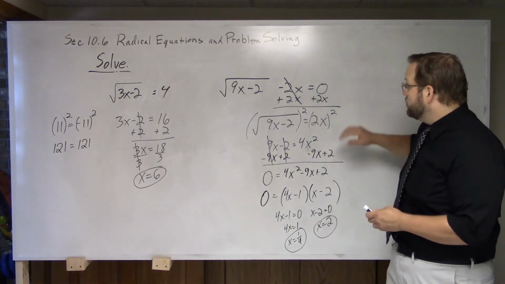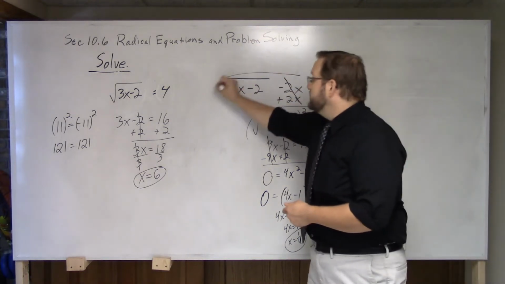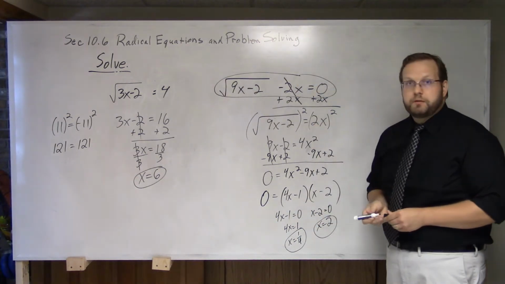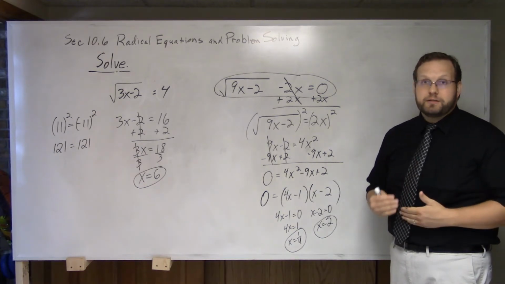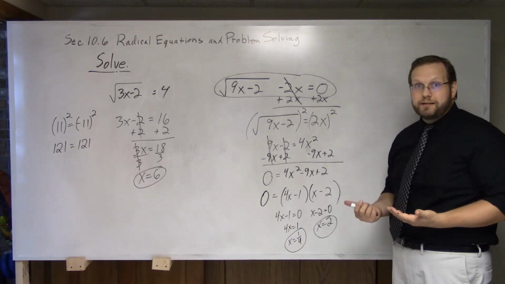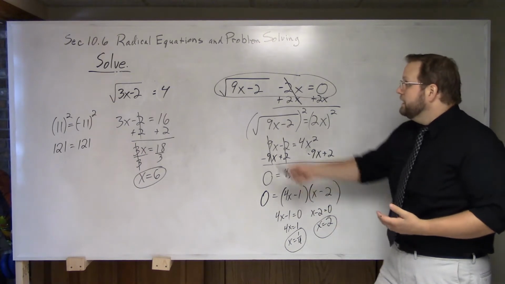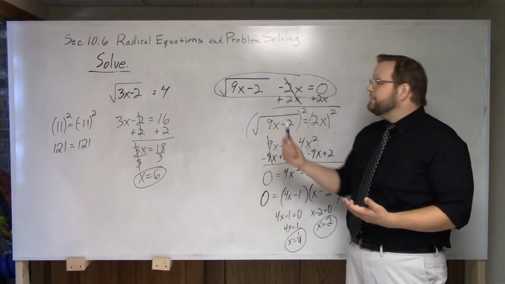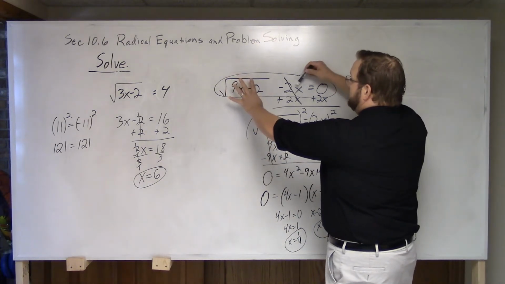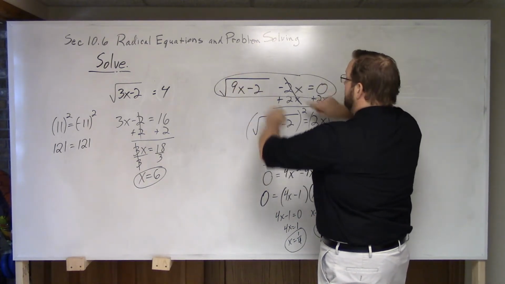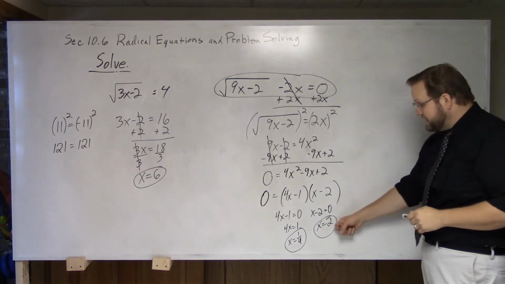Go back to the original form, which is right here. If you want to plug all that in the calculator, go ahead. But if you're trying to get better at your mental math, this is a good place to practice. So I'm going to start with a 2. 9 times 2 is 18. 18 minus 2 is 16. Square root of 16 is 4. And then 2 times 2 is 4. So 4 minus 4, there's your 0. So this answer is good.